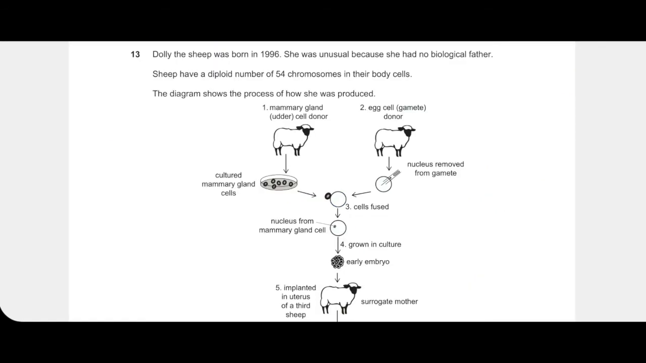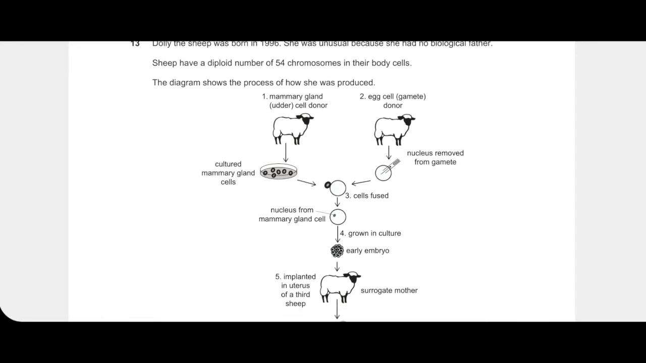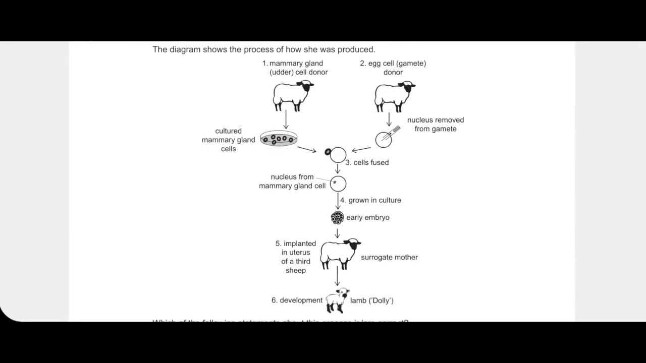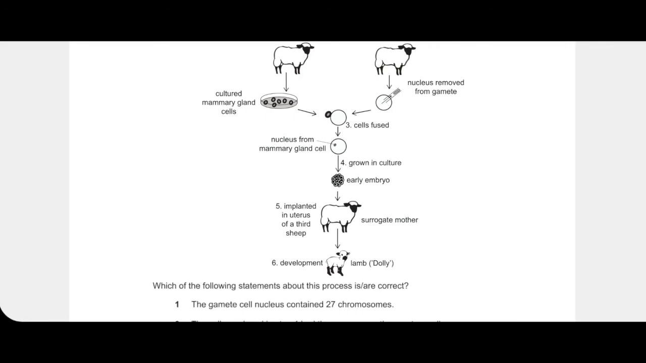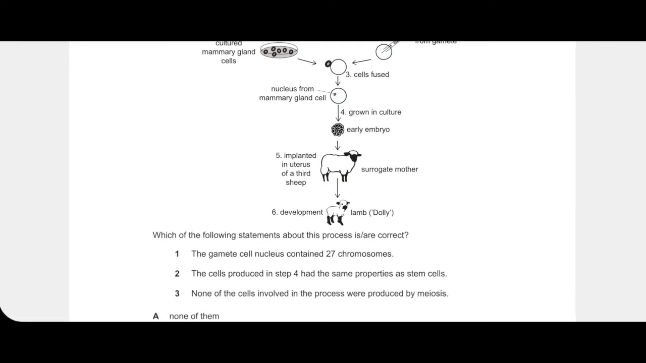Question number 13. Dolly the sheep was born in 1996. She was unusual because she had no biological father. Sheep have a diploid number of 54 chromosomes in their body cells. The diagram shows the process of how the sheep was produced. And here's the diagram. You have step one, mammary gland cell donor; step two, egg cell donor; step three, cells are fused; step four, grown in culture; step five, implanted in uterus of the third sheep; step six, development, the lamb.